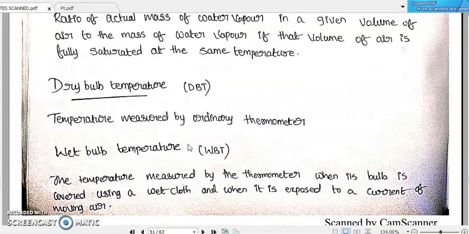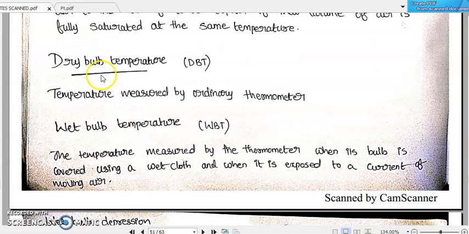Then another commonly found term associated with AC or air conditioning is dry bulb temperature. Dry bulb temperature we have been studying from our junior school classes itself. What was that? It is simply the temperature of the atmosphere measured by our ordinary thermometer. It can be a mercury thermometer or any other ordinary thermometer. So dry bulb temperature is the temperature indicated by the ordinary thermometer, or simply the temperature of the ambient air or the atmospheric air.